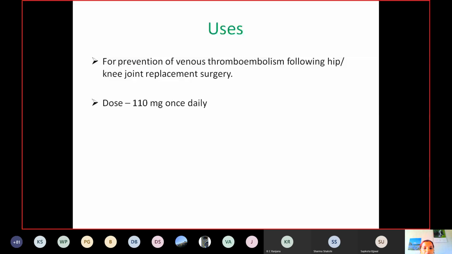It is used for prevention of venous thromboembolism following hip, knee, or joint replacement surgery. So you can use it as a prophylactic drug. The dose is 110 milligram once daily because it has a half-life of 24 hours. So you can give it once daily for prophylaxis of venous thromboembolic conditions after the surgery. This is the last drug we discussed in anticoagulants. I think this is the last PPT.